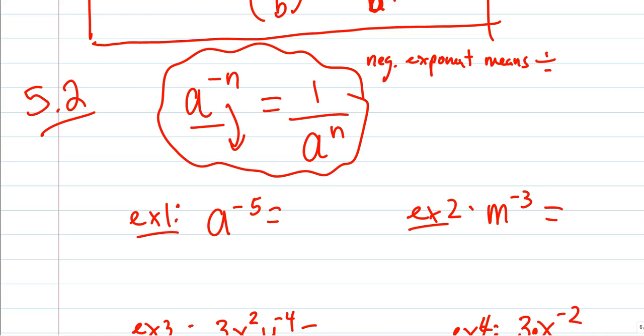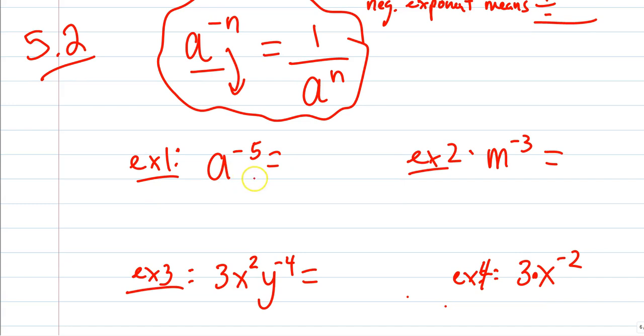But what does a negative exponent mean? Well, if a positive exponent means multiply, then a negative exponent means divide. So a to the negative n, we bring it down, and it means 1 divided by a to the n. Instead of multiplying by a to the n, we are dividing by a n times. So a to the negative fifth does not mean a times itself 5 times.